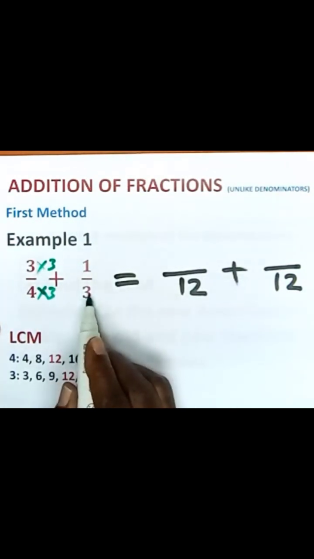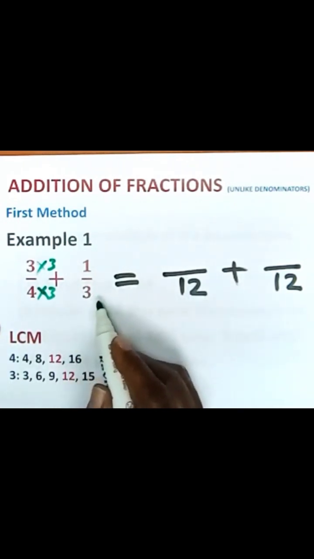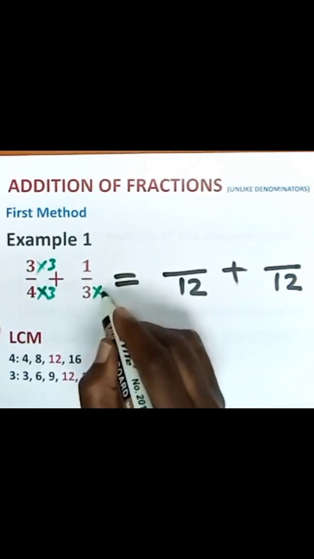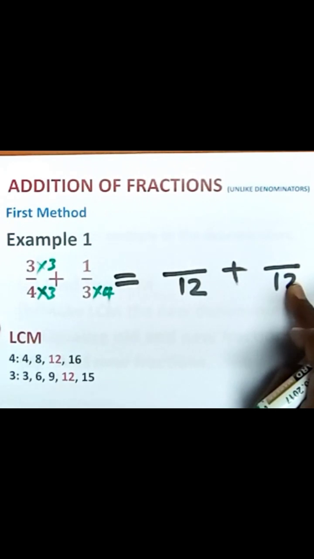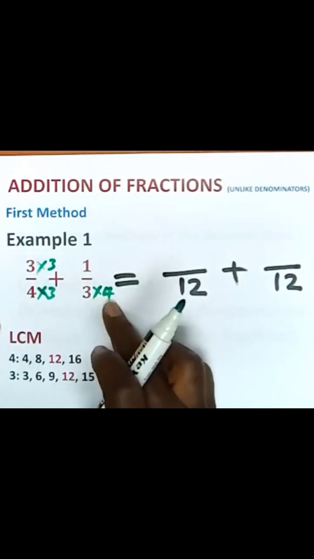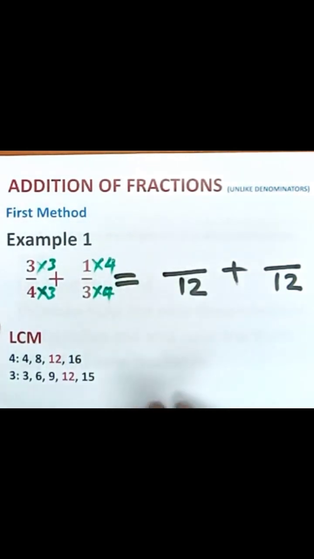The same thing for 3. What did we do to 3 to get 12? Of course, we multiply 3 by 4. Look at it. 3 times 1, 3. 3 times 2, 6. 3 times 3, 9. And 3 times 4, 12. So we multiplied 3 by 4 to get 12, which is the new denominator. And since we multiply the denominator by 4, we also have to multiply the numerator by 4.